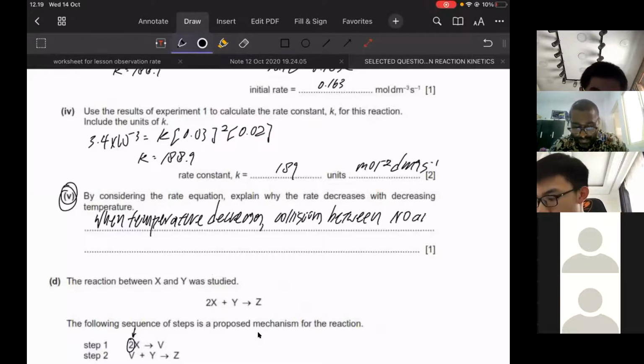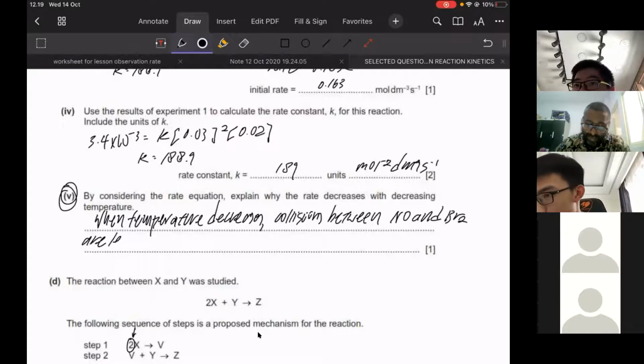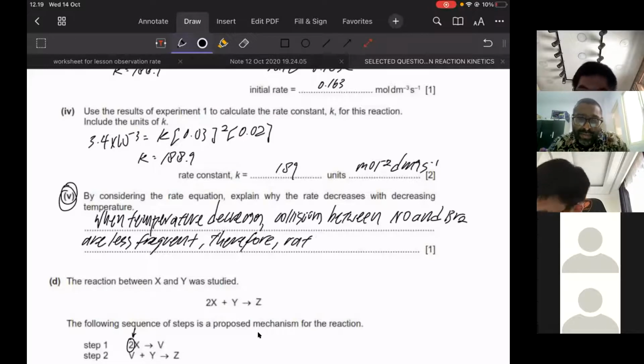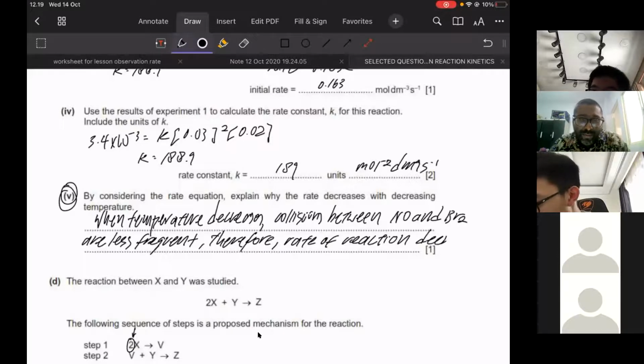But can we link it with the equation? Yes, we link it with the equation. Let's say, for example, B is 0. If B is 0, it means there's only NO, then I only explain about NO. But if I link with the equation, there's a 2, so it means you need to mention both NO and Br2.